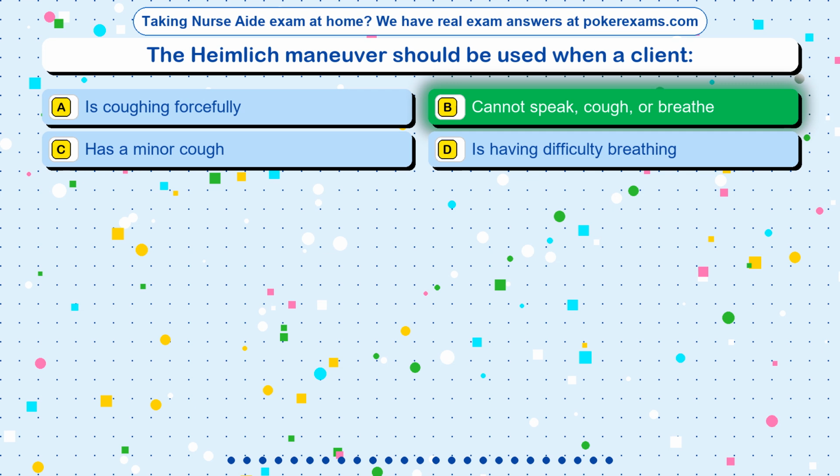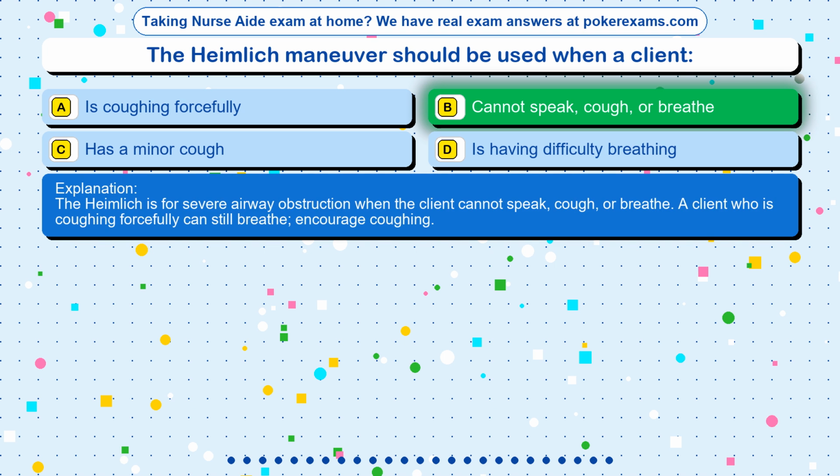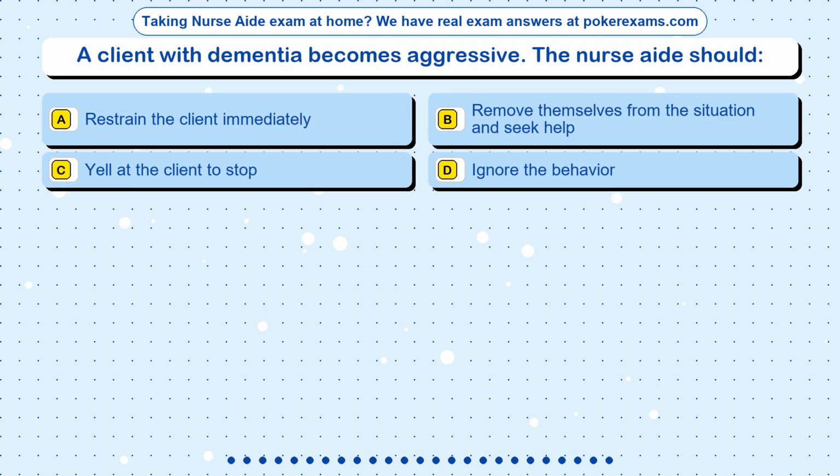The correct answer is option B, cannot speak, cough, or breathe. The Heimlich is for severe airway obstruction when the client cannot speak, cough, or breathe. A client who is coughing forcefully can still breathe. Encourage coughing.